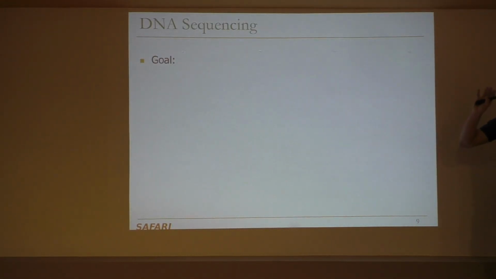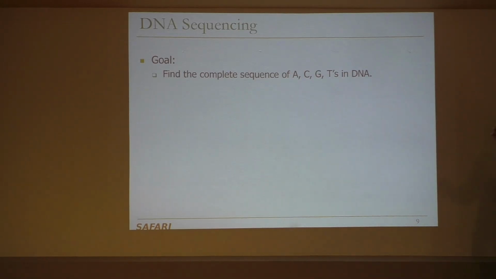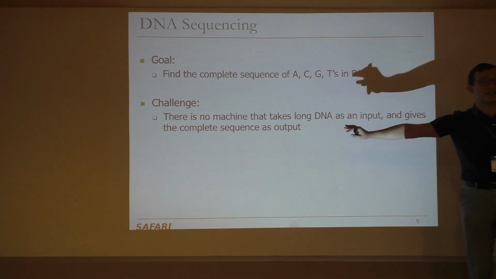So let's go to DNA sequencing, and focus on this part. The goal in DNA sequencing is to find the complete sequence of these base pairs in the DNA, the A, C, T, Gs. In a human DNA you have more than 3.2 billion base pairs, and you want to find what my DNA looks like, that 3.2 billion sequence. Now the problem is, there is no machine that we could devise so far that takes the long DNA as input and gives the entire sequence as output.